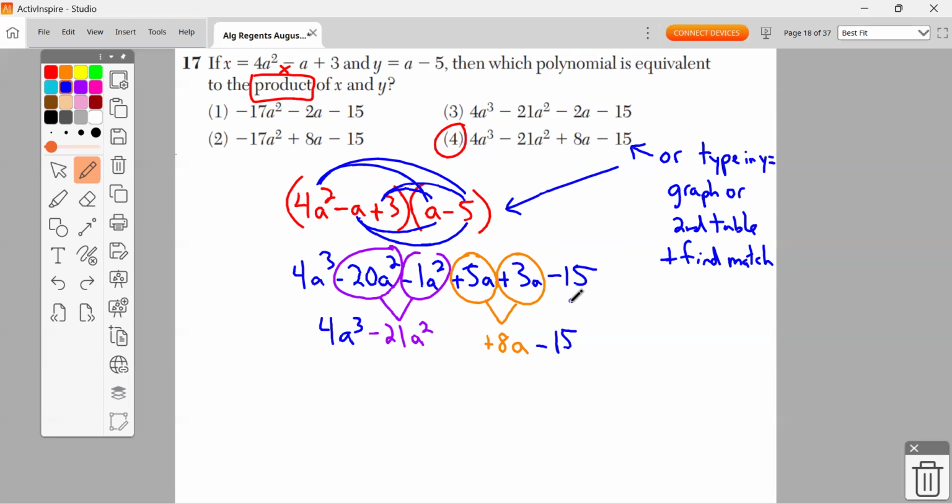There is another way to do it. You could type in the original product of those 2 things. You could type this right into your y equals right here, and graph it, or second in table, and then take your choices and do the same thing and graph and second in table and find the match. If you do the original equation in choice number 4, the table and the graph will match.